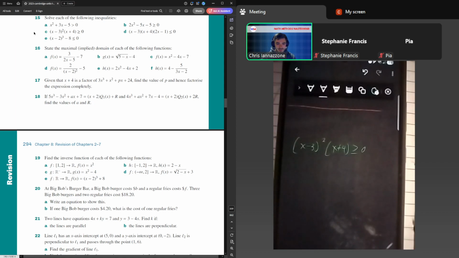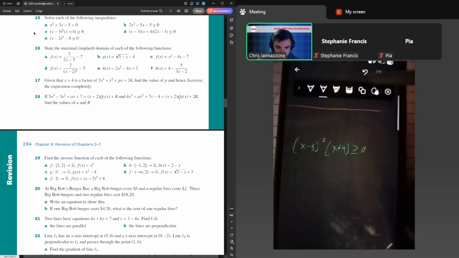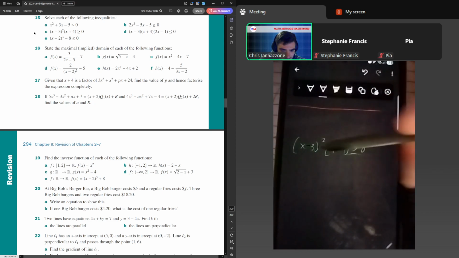Tough, isn't it? There's a couple of ways you can do it. There's one where you do what's referred to as sign analysis, which basically means this statement here just says, where is this thing positive? Or 0 technically, but where is this thing positive?